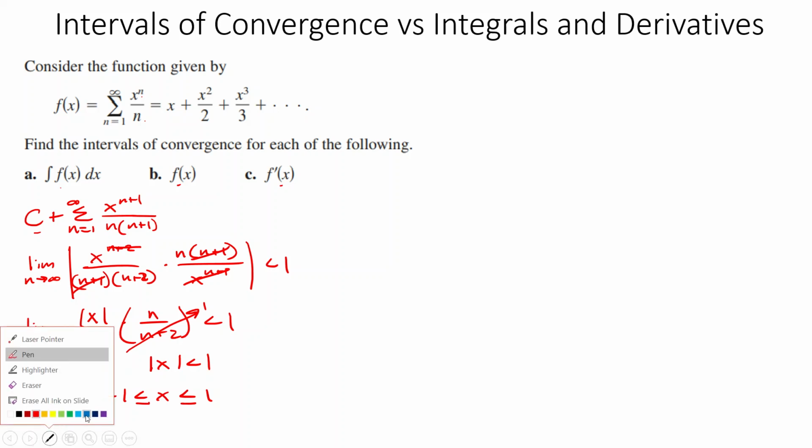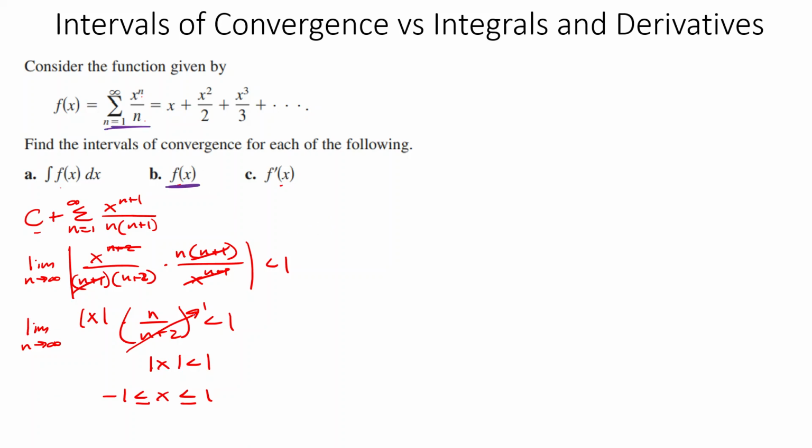All right, next up, if we look at f of x, the original guy. Well, it should be the same interval. We just really have to check the endpoints. If you want, we can show that it's going to be the same interval by doing the ratio test with this guy. So if we do the limit as n goes to infinity of x to the n plus 1 over n plus 1 times n over x to the n, and that needs to be less than 1.